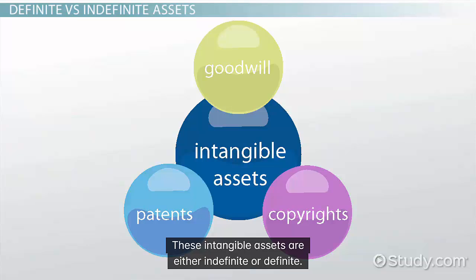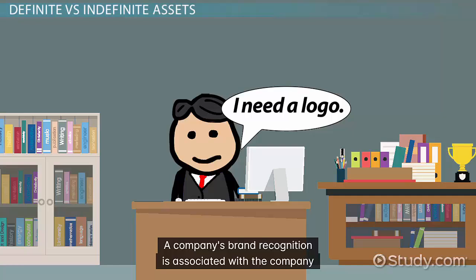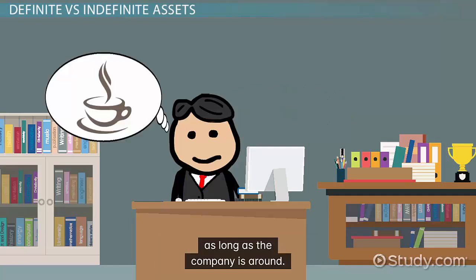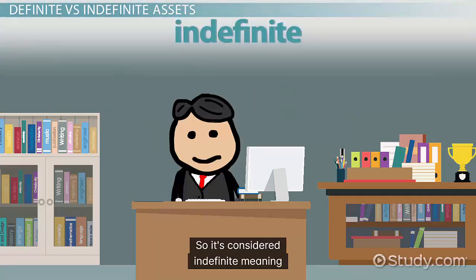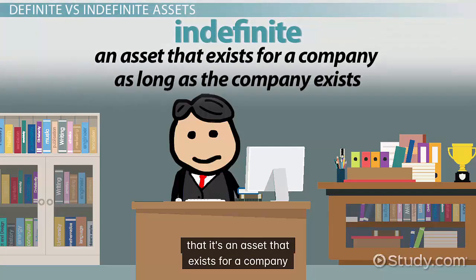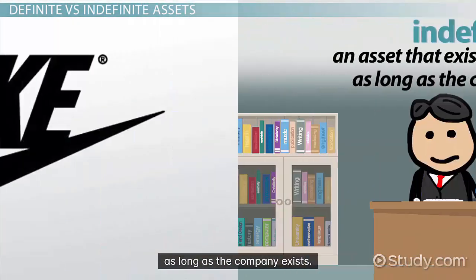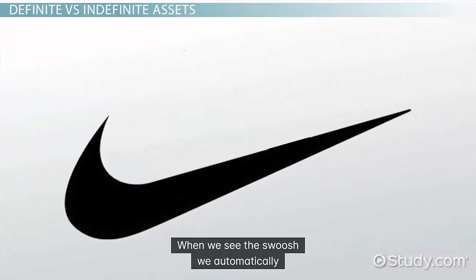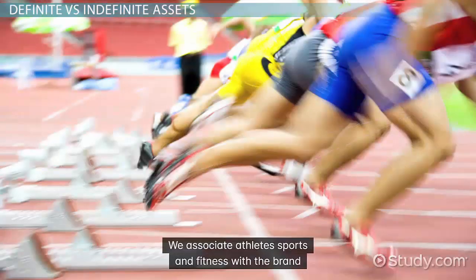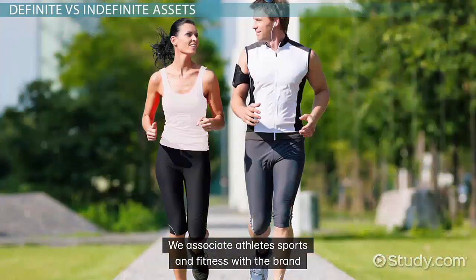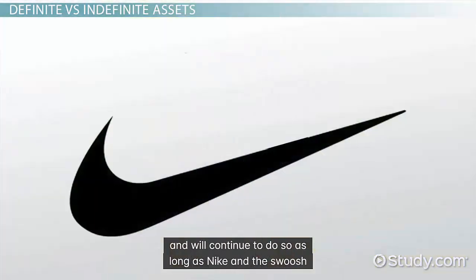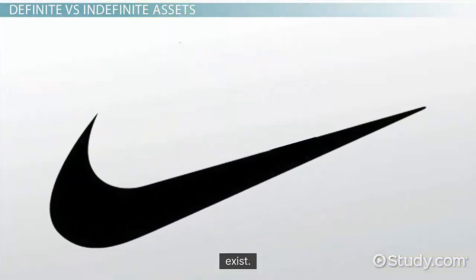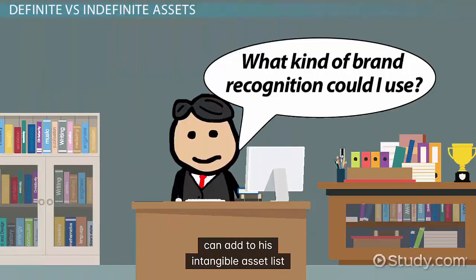These intangible assets are either indefinite or definite. A company's brand recognition is associated with a company as long as the company is around, so it's considered indefinite, meaning that it's an asset that exists for a company as long as the company exists. A company like Nike is an example of this. When we see the swoosh, we automatically know it's a Nike product. We associate athletes, sports, and fitness with the brand, and will continue to do so as long as Nike and the swoosh exist. Brand recognition is something Liam can add to his intangible asset list under those that are categorized as indefinite.